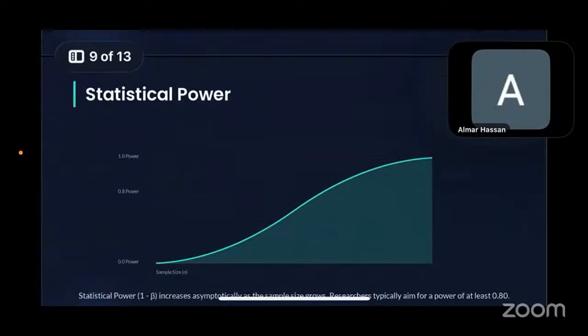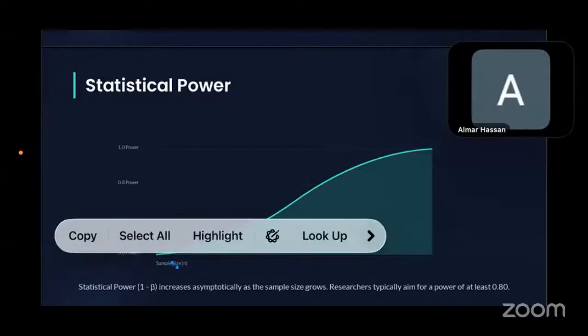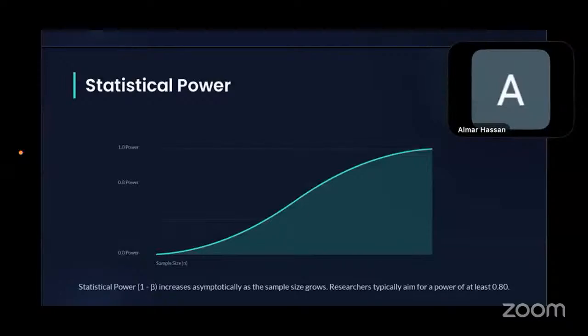So for statistical power, as Dr. Almar mentioned earlier, we need a good sample size to be able to have a really good and accurate research, right? So we usually aim for 0.8 power. So when the sample size grows, the power will also increase, as you can see here. When you have a smaller sample size, your power is lower.